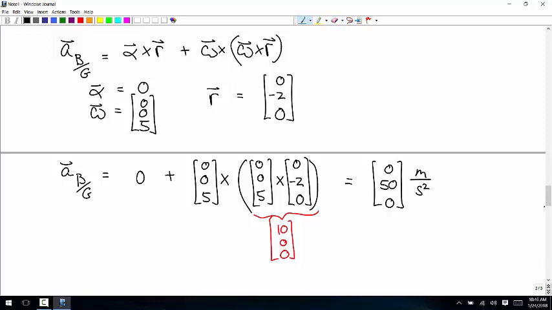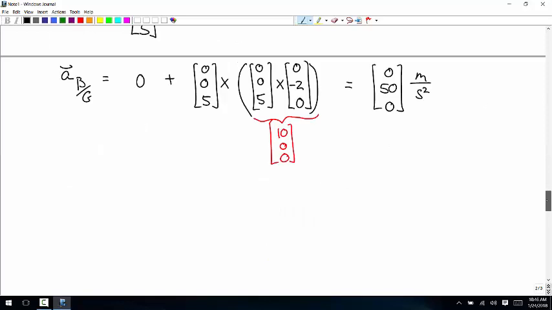Yeah, just identify the center of the circular motion, write down your alpha, omega, and r, and then just go. I feel smart again. I love that feeling.